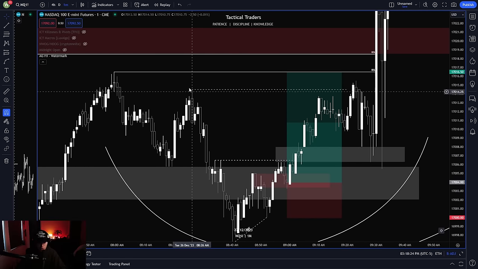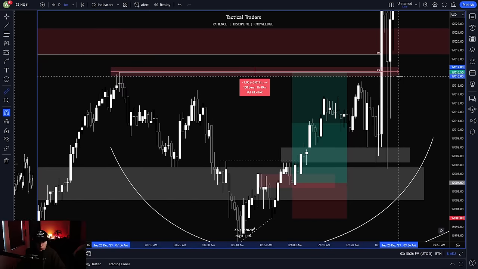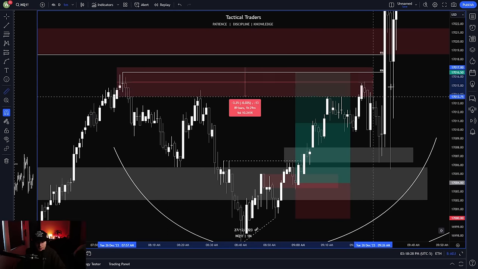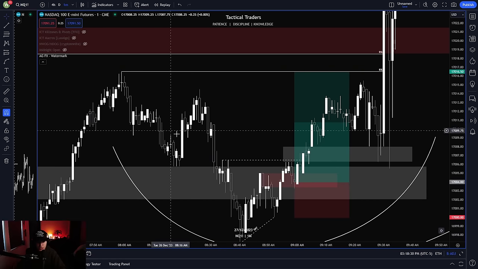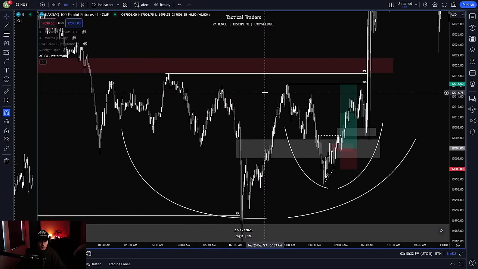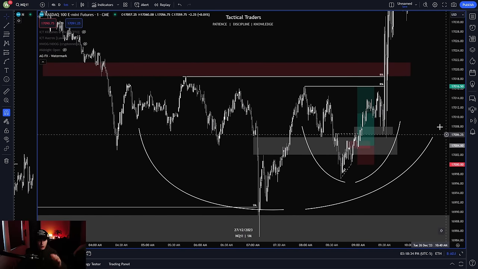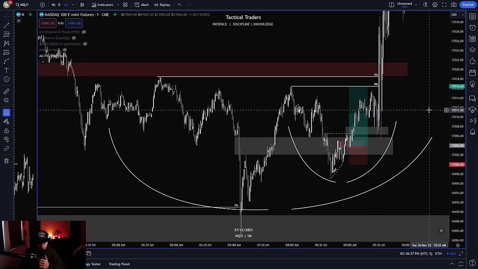Engineered buy side liquidity on our way down. This becomes the draw on liquidity here, which again becomes internal buy side, but this becomes the engineered liquidity from this initial buy model. So the more that you start to look at the market in this kind of aspect, the more precise you will become. Precision comes from understanding fractality in the market.